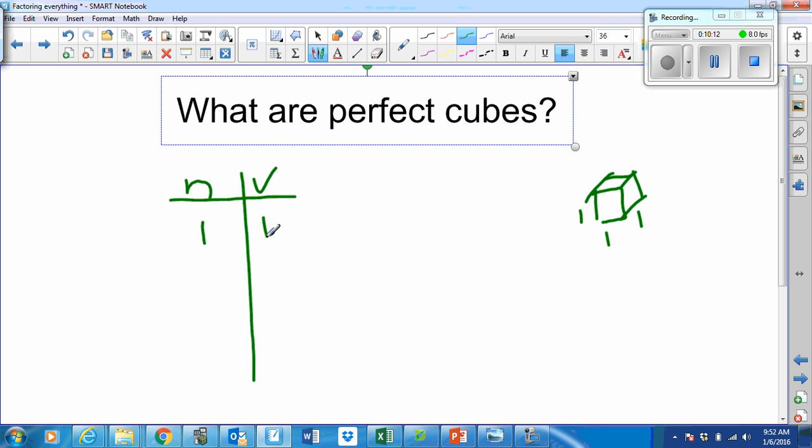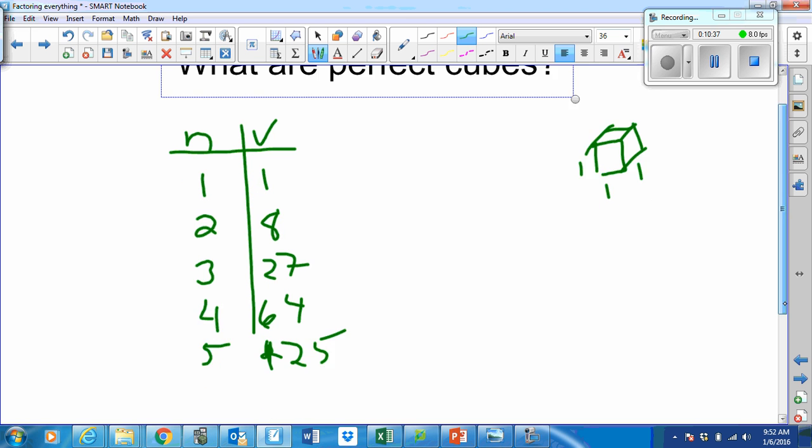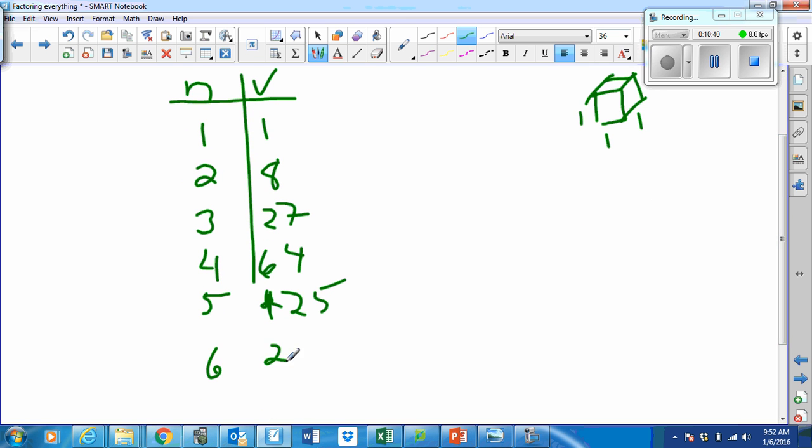So 1 times 1 times 1 is 1. What about 2? Well, 2 cubed is 2 times 2 times 2, or 8. And 3, the volume of that cube would be 3 times 3 times 3, which is 27. And 4 would be 4 times 4 times 4, or 64. And you should be familiar with these. 5 times 5 times 5 is 125, up through 6. These get big quickly, and 6 times 6 times 6 is 216. You should recognize those perfect cubes.